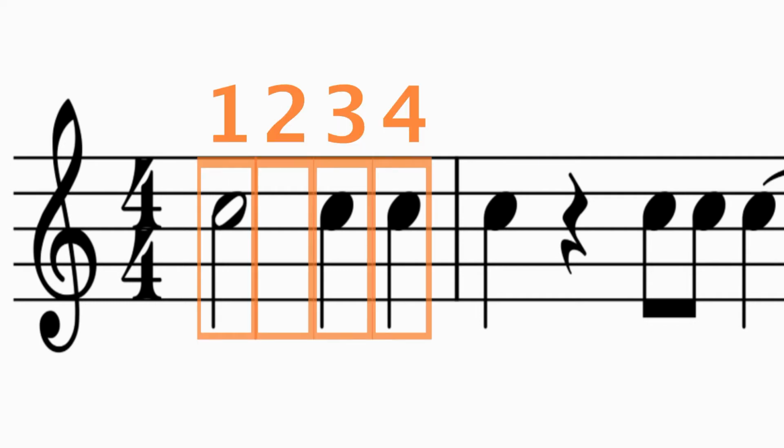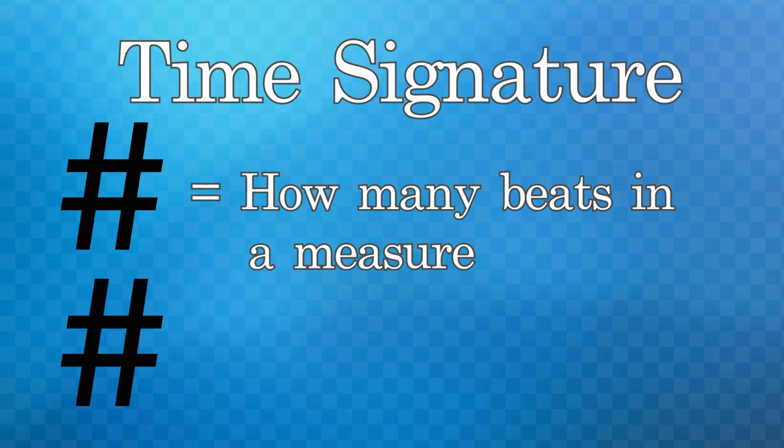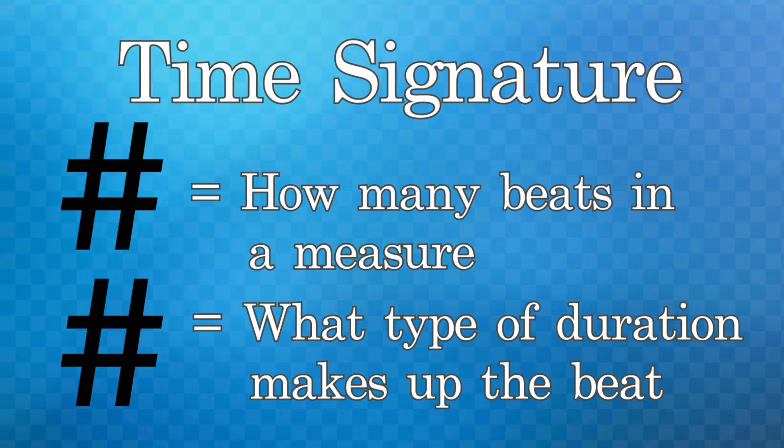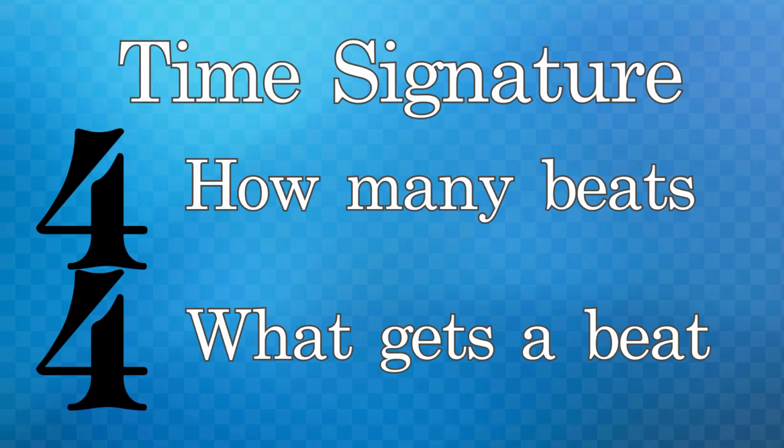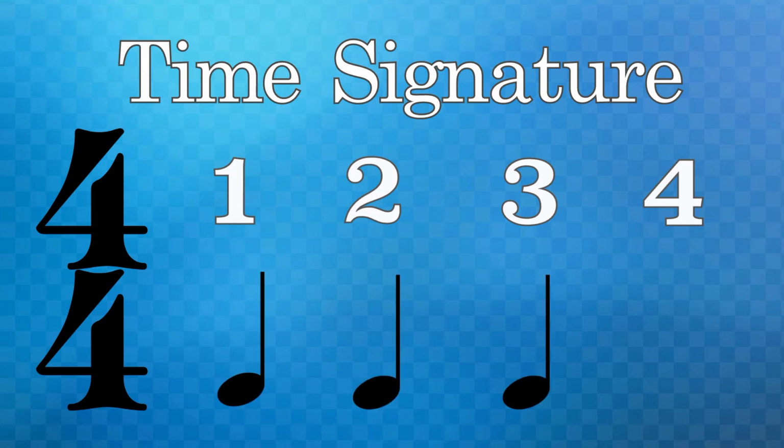In a time signature, the top number tells us how many beats per measure, and the bottom number tells us what type of note makes up that beat. Example, 4/4. The top number lets us know there's going to be 4 beats per measure, with the bottom number letting us know that a quarter note equals 1 beat.